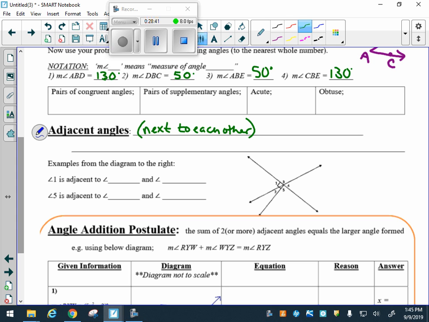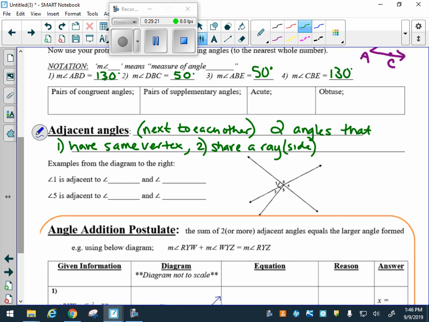But technically speaking, the definition has to include 3 parts. 2 angles that, 1, have the same vertex, 2, share a side, share a ray, let's say, a ray or a side of the angle, and 3, have no overlap. Let's just say no overlap.